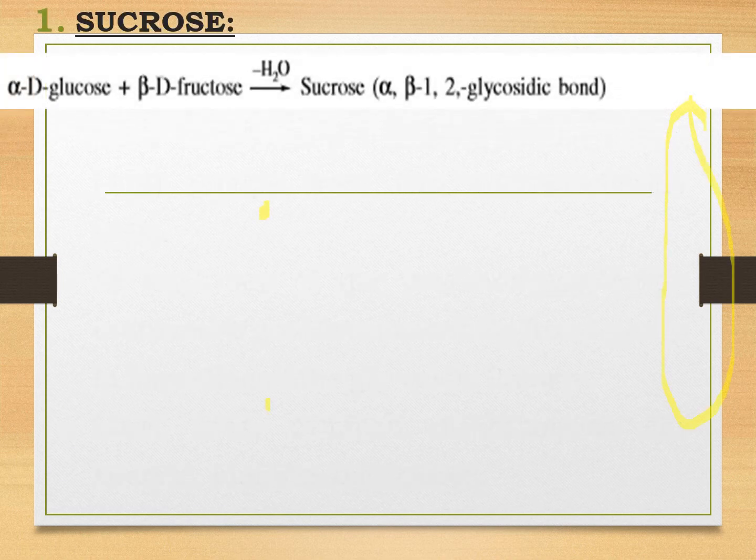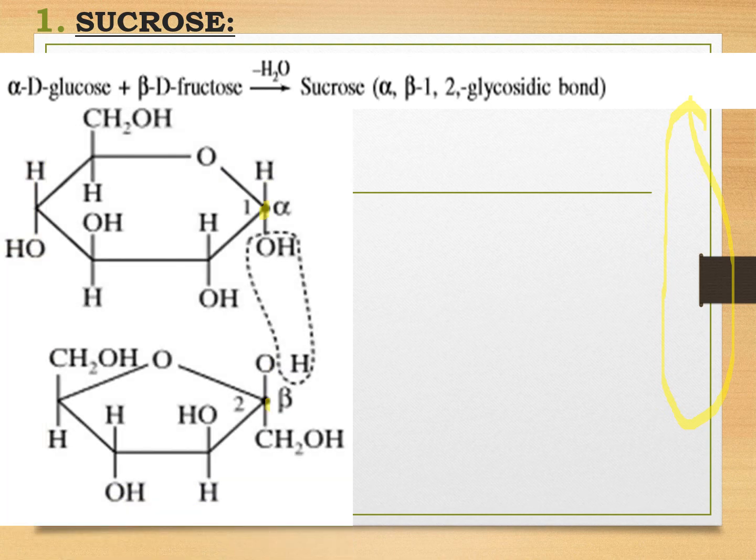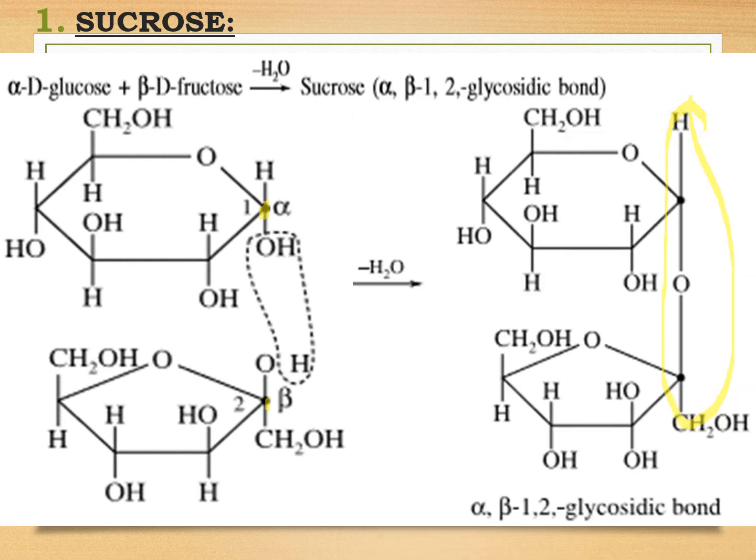So students, let us study about the first disaccharide, that is sucrose. You all know the molecular formula of sucrose, that is C12H22O11, which on hydrolysis yields two units, one of glucose and the second one of fructose. Now students, the formation of sucrose is not that easy. You all have to remember certain things.